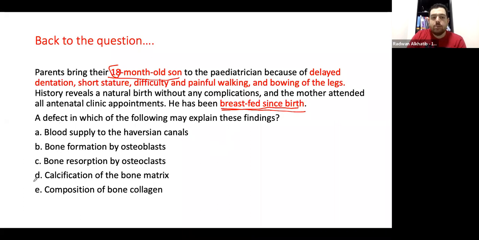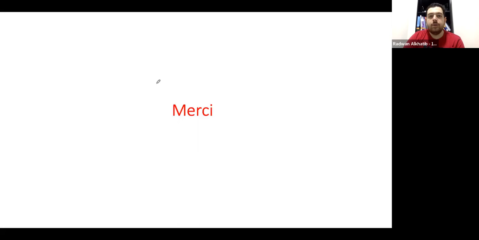Very easily, the problem is with mineralization of the bones. You have low calcium, you have low phosphate, you are destroying the bones to get more calcium and phosphate out of them, and you have poor mineralization. And this is the disease that we call rickets. It happens in very young children, like this guy, 18 months old.